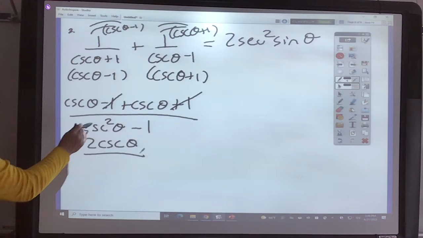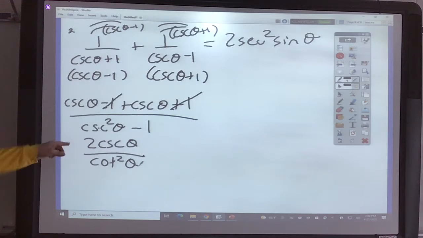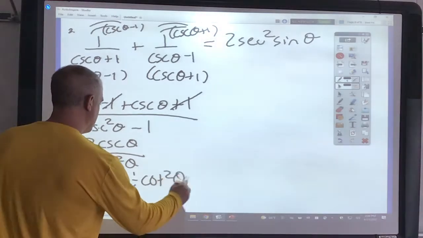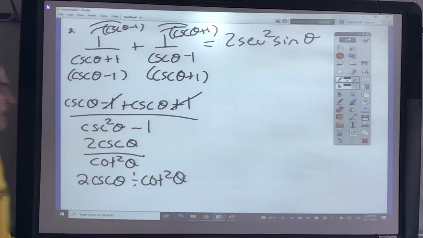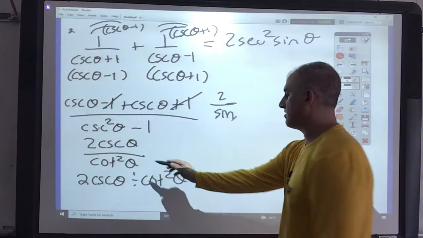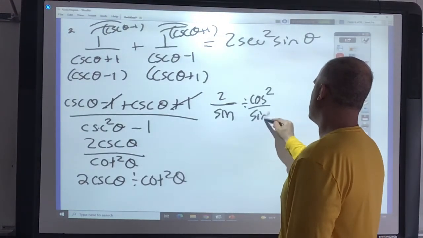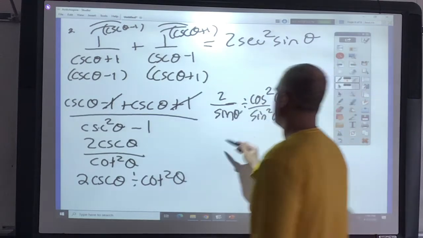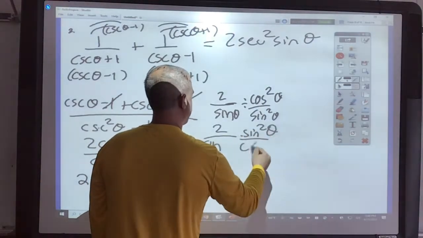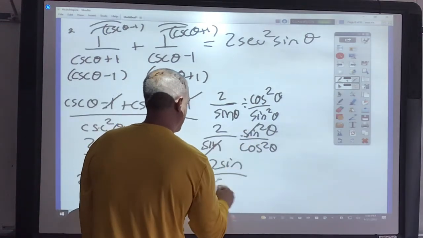This right here is an identity. This will turn into cotangent squared theta. Now, what does this mean? This is 2 cosecant theta divided by cotangent squared. And I would want to rewrite that as 2 over sine theta, because that's what cosecant would be, divided by cosine squared over sine squared. Division of fractions means that I flip that. I can cross off one of the sines. So what am I left with? 2 sine with cosine squared in the bottom.